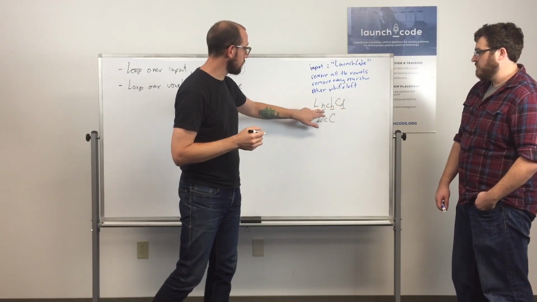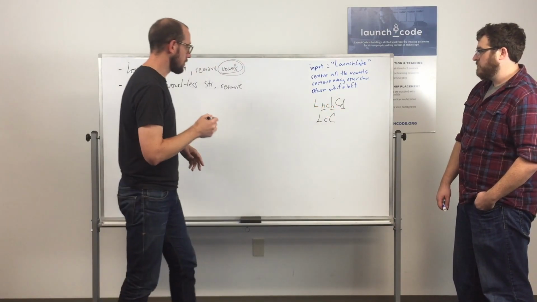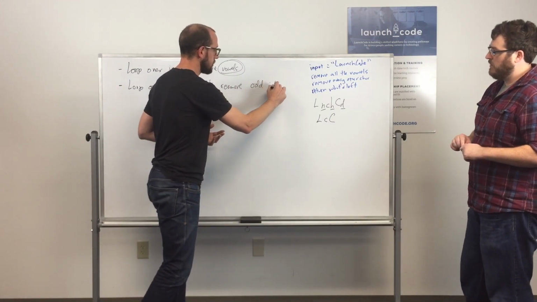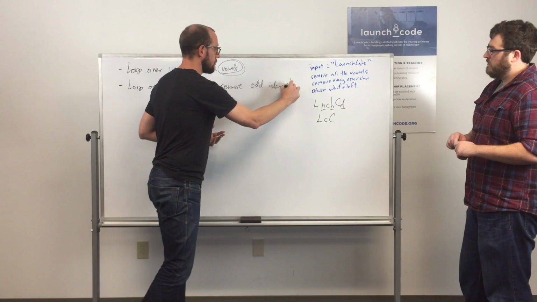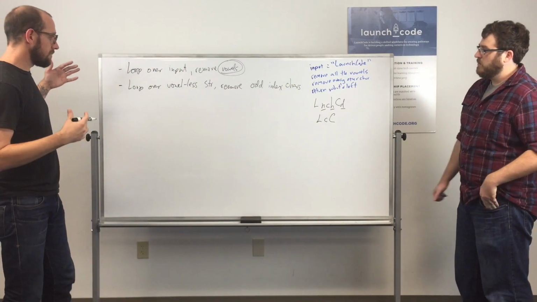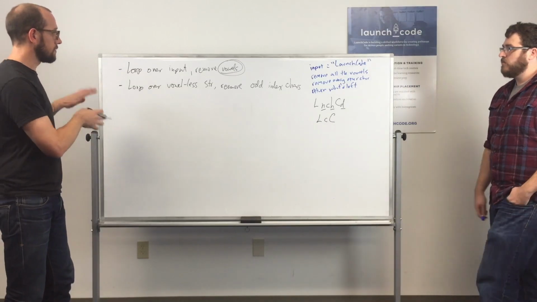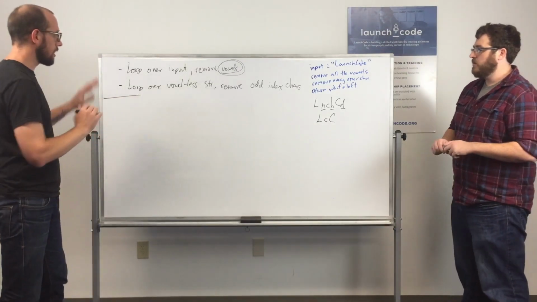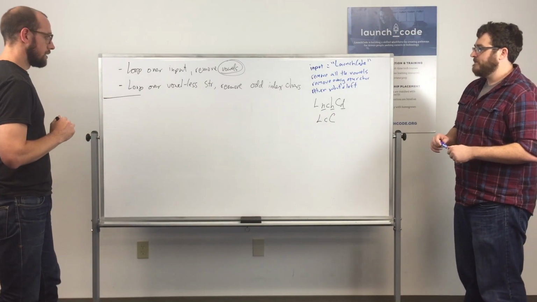So this would be 0, 1, 2, 3, etc. Removing the 1 and third. So I'm going to remove odd index chars. Okay, so those are my two top level steps. There are some details there that I'm going to have to figure out, but I think I'm just going to jump in and start doing some code and work out those pieces as I go.